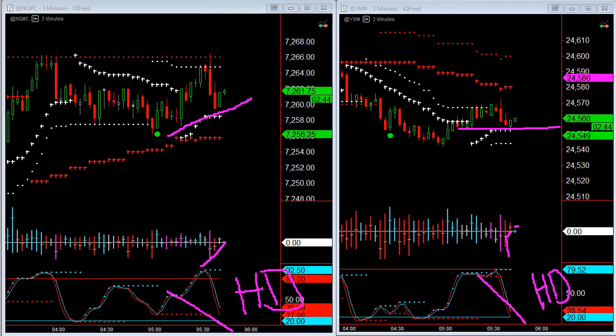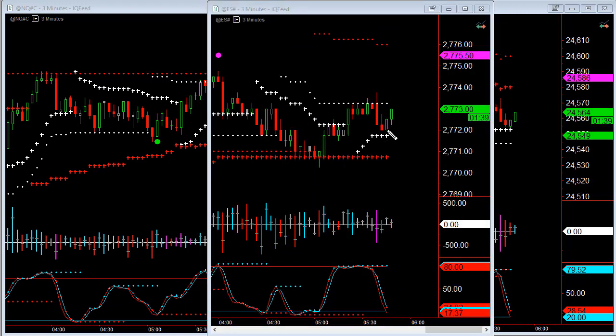Over on the ES, you also see the same thing. Again, you're expecting it to exceed this area. Very well may get to these red dots up here.